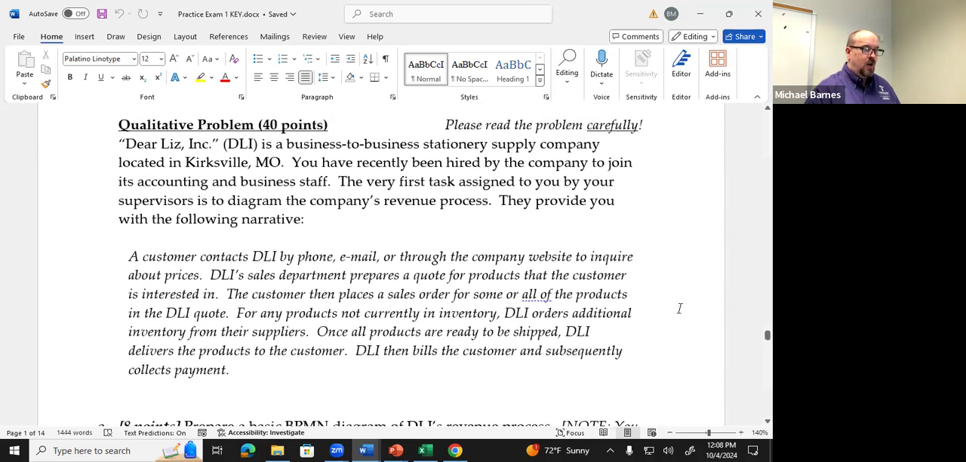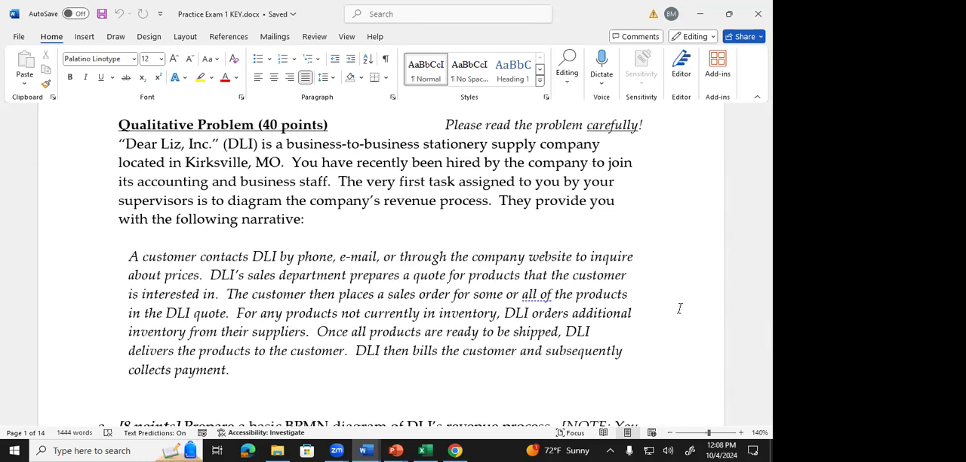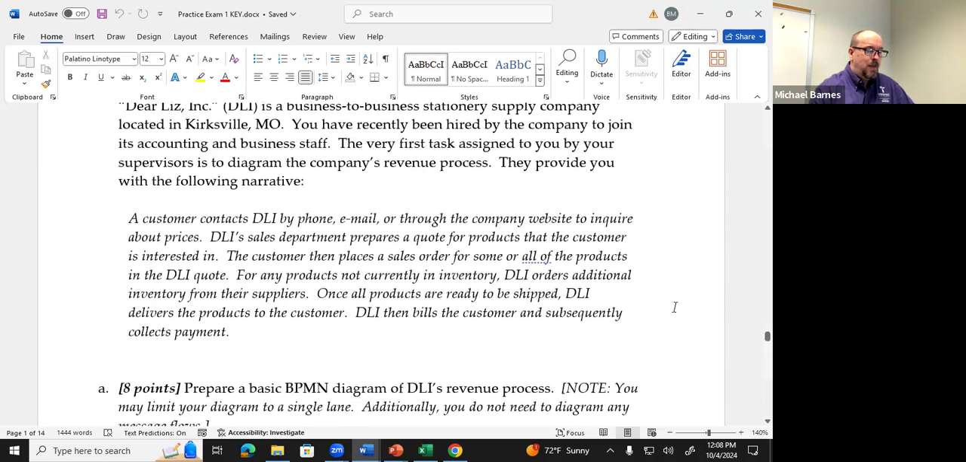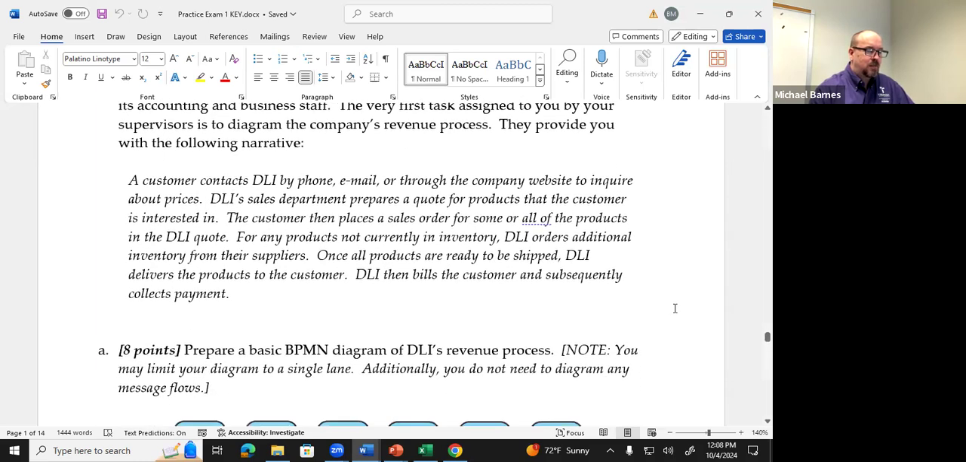All right, so dear Liz, business stationery supply company located in Kirksville. You've been hired to join the accounting business staff. And based on the narrative, you're going to have to actually create a few items. So, you create a BPMN diagram of DLI's revenue process.